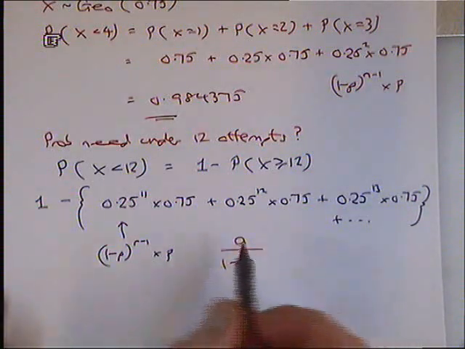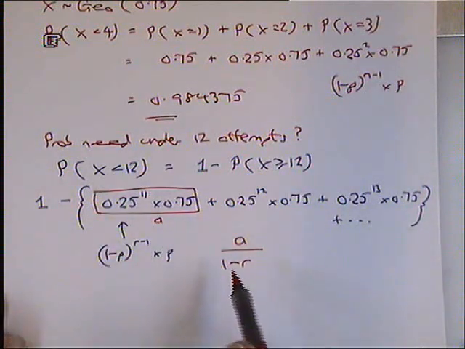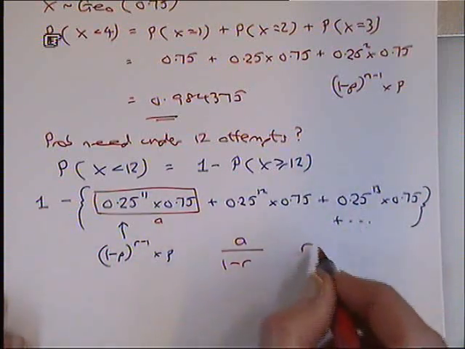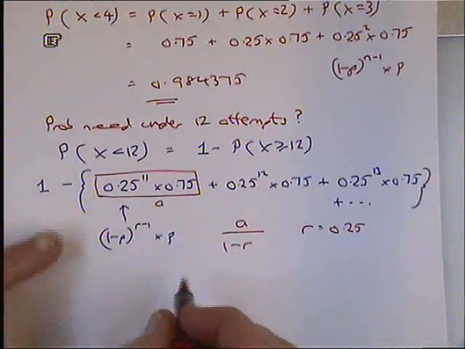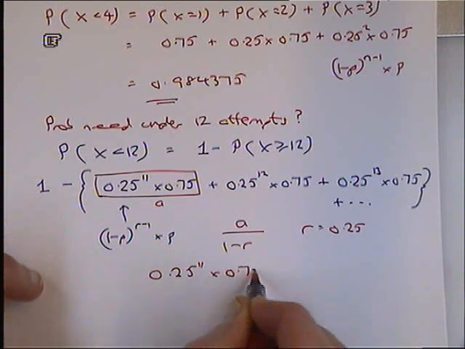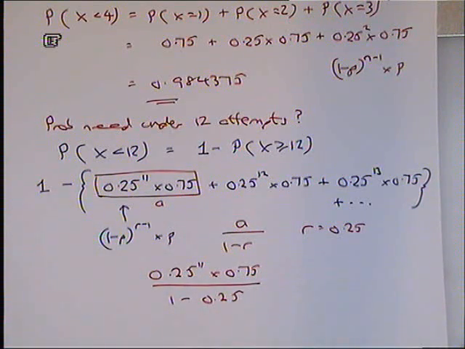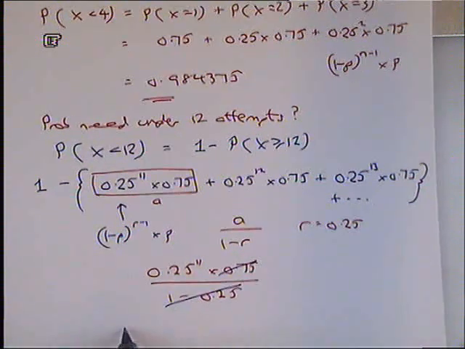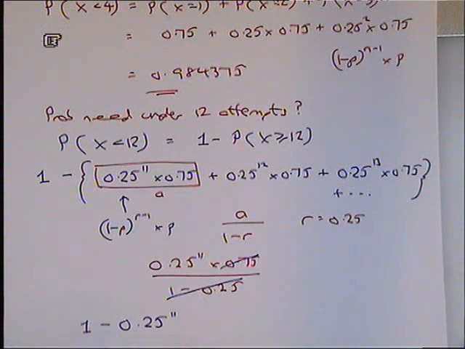So to add up what is inside these curly brackets, the formula we've had before is a over 1 minus r, where a is the first thing we're adding up, and r is what we are multiplying by to get the next one, and the r value here is the 0.25. So to add up what's in the brackets, it's a, which is that red box there, over 1 minus r. And just like before, that will cancel with that, and I get, for the inside of the bracket, 0.25 to the power of 11. I mustn't forget the 1 minus at the beginning.